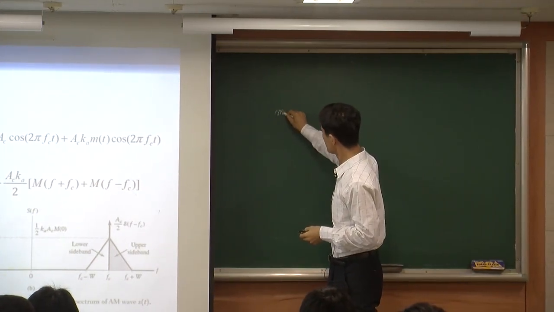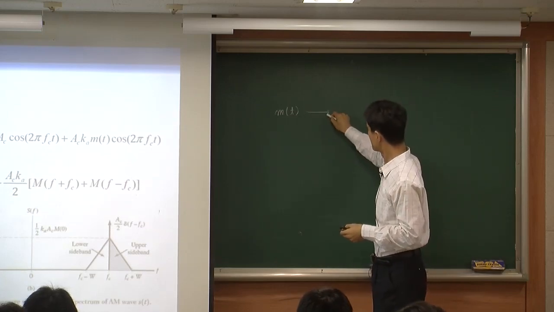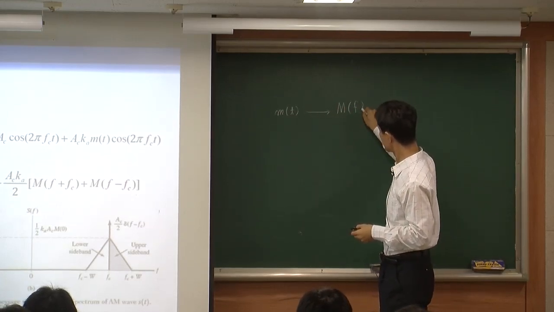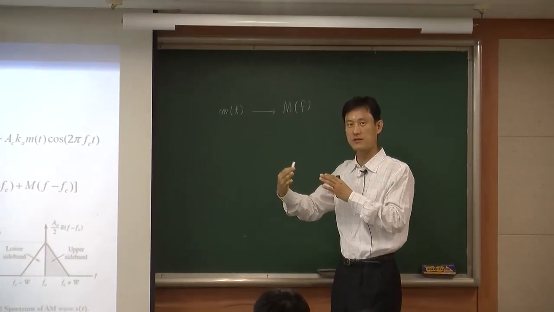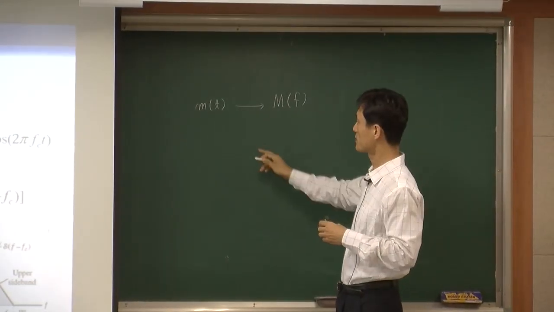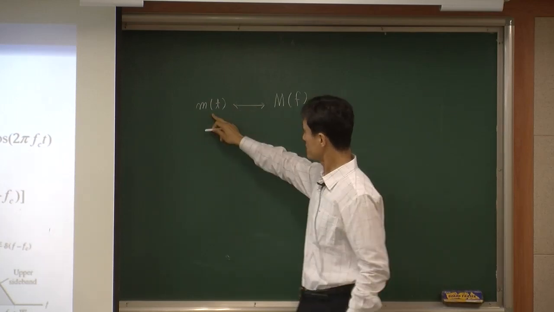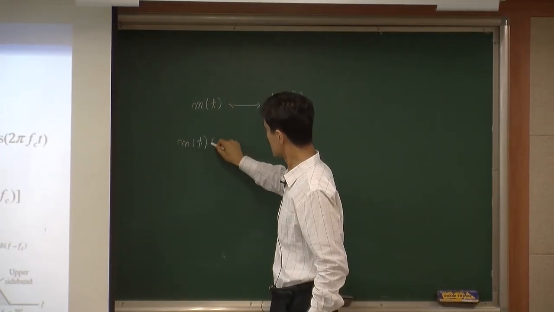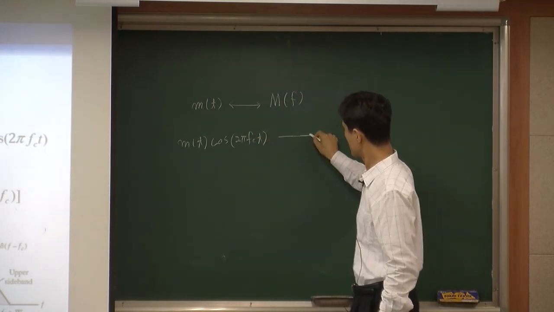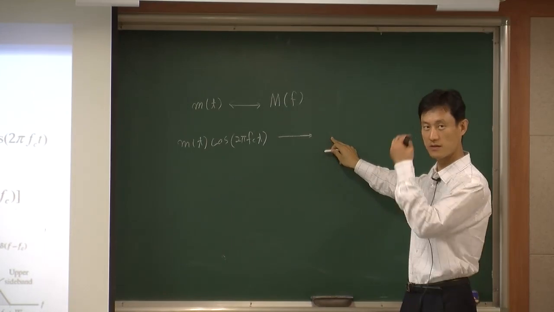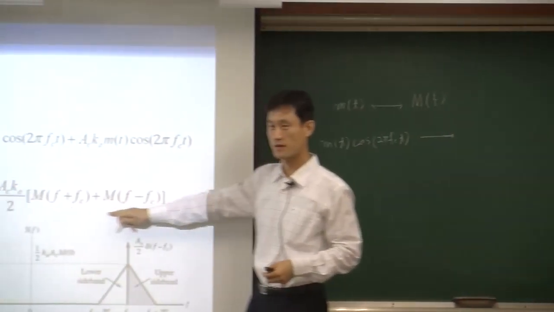Let's say we have m(t) in time domain, and take a Fourier transform. Let's suppose that we get M(f). This is the frequency domain, and this is the time domain. These two are like a partner, like a pair when you take the Fourier transform, right? Fourier transform, inverse Fourier transform. Now let's say you multiply the cosine here. Then what happened in the frequency domain? That's what happened.